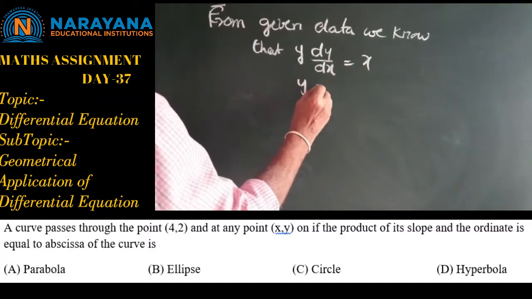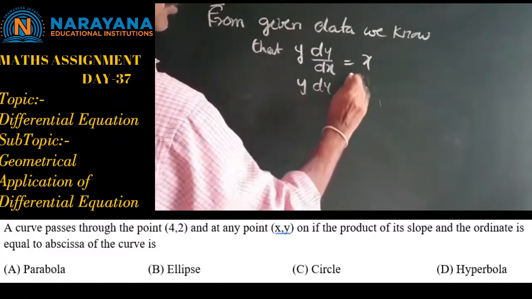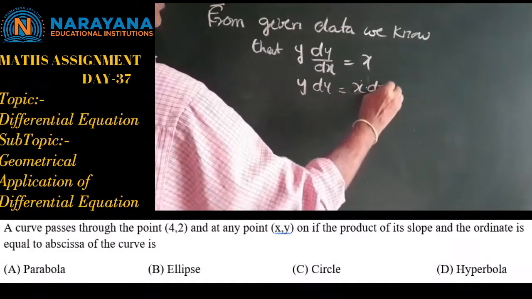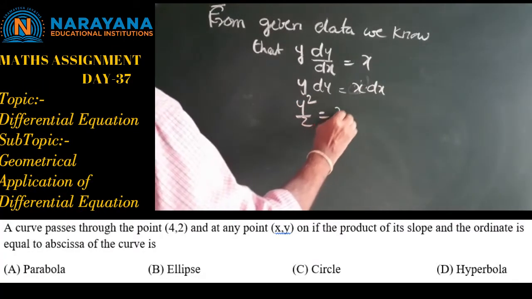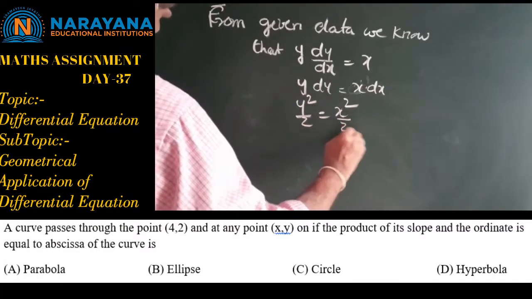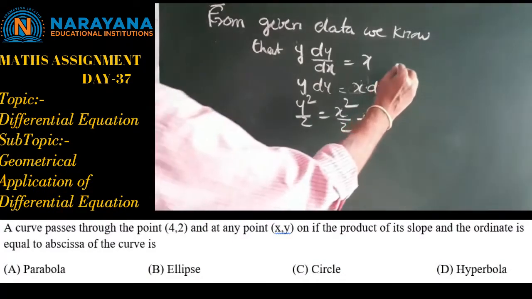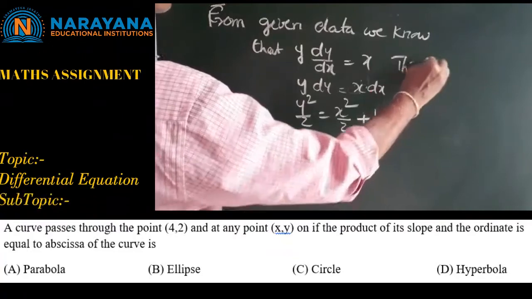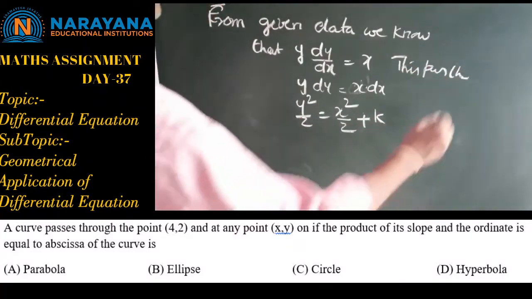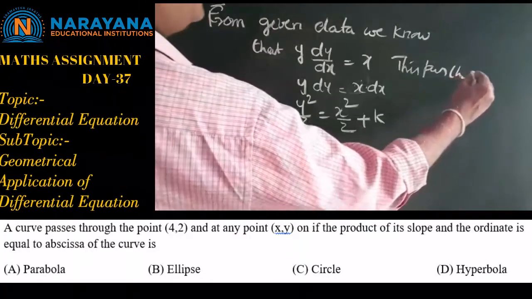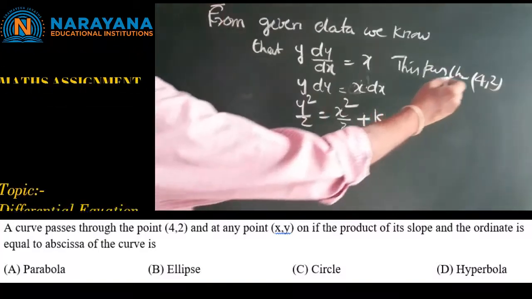So from this, y dy is equal to x dx. Integrating on both sides, y square by 2 is equal to x square by 2 plus c, a constant. This passes through the point that is given as (4, 2). So in place of x write 4, in place of y write 2.